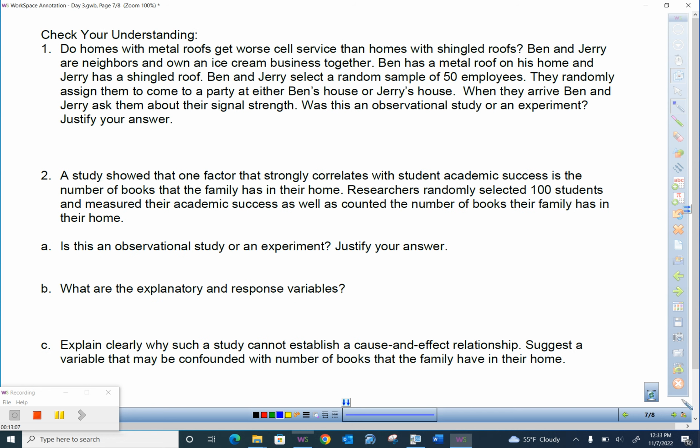And now we're just going to see if you can take those vocab terms and apply them to some questions. Okay, so I want you to pause the video and take a stab at 1 and 2. When you're done, we'll go over your thoughts.